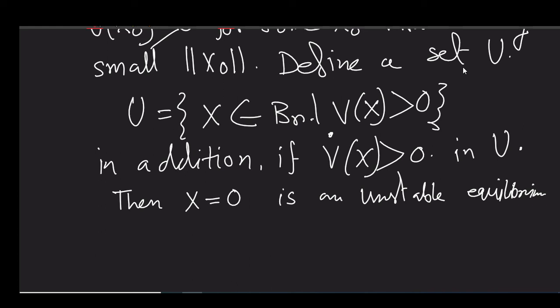In addition, if we find that V dot x is greater than 0 in that same U, then x equal to 0 is an unstable equilibrium. It's very clear.